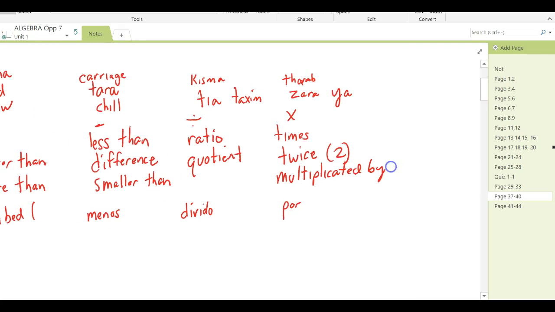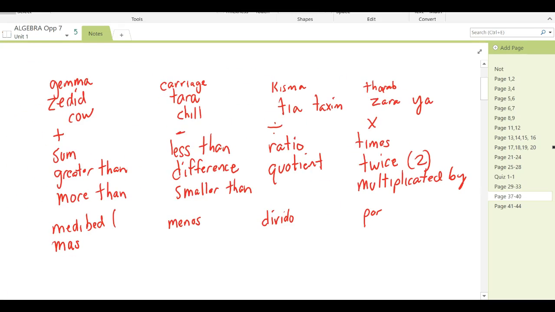And I'm going to know, and Tara, and Menos, and Kisma, and Tia, and Davido, and Zara. I'm going to get them. I will guard this. Zaid.